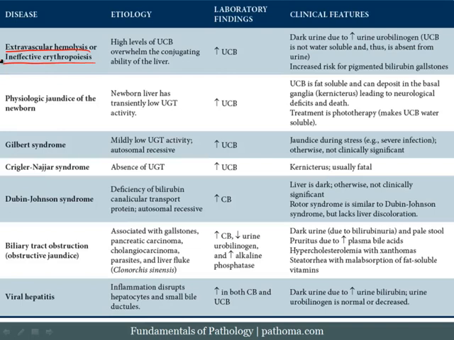In either case, the idea is that you're going to get excessive production of unconjugated bilirubin. Now these high levels of unconjugated bilirubin are going to overwhelm the conjugating ability of the liver. That's going to result in a high unconjugated bilirubin in the blood, of course giving the patient jaundice.